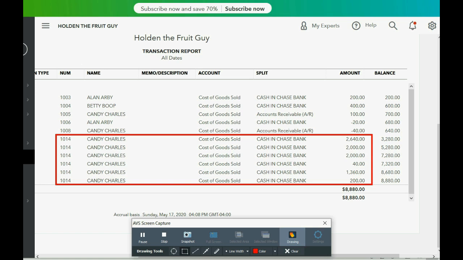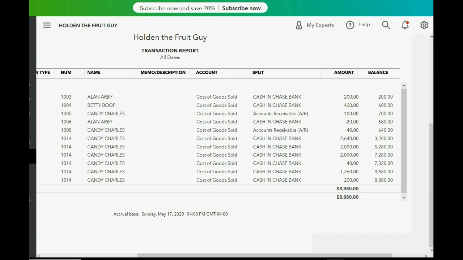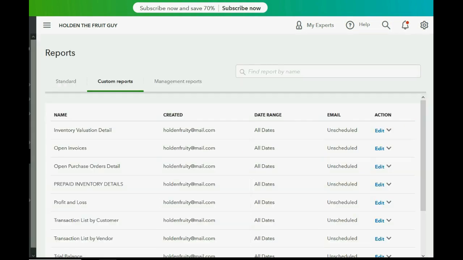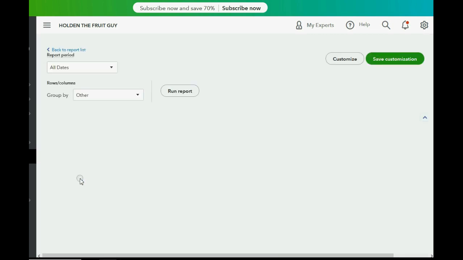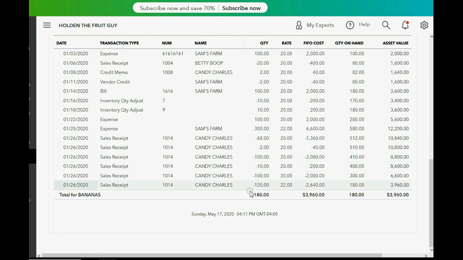So FIFO would be challenging enough to understand if it put everything in one line. And none of the tech people actually gave a logical reason why it spreads it out like that. So if you click Reports, Inventory Valuation Detail, go to the bottom where we have bananas, you can see what was given.